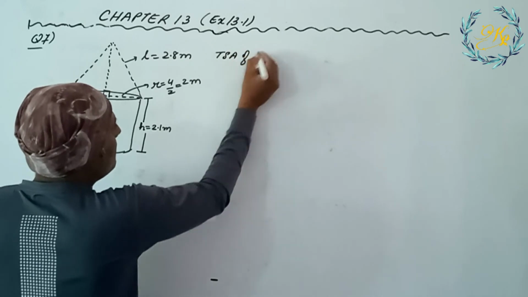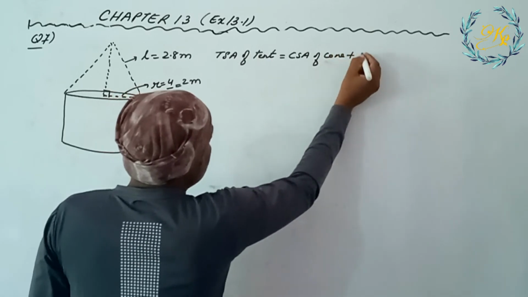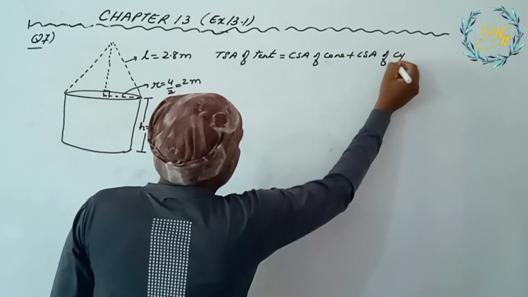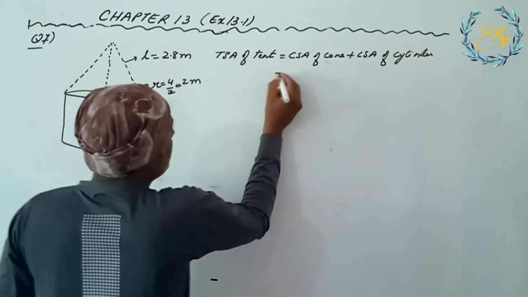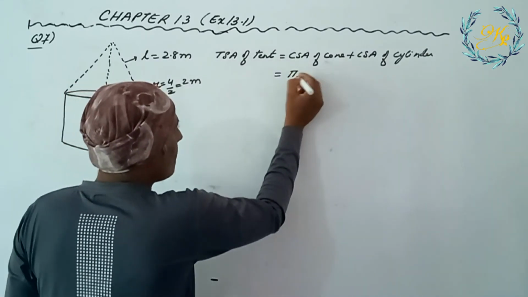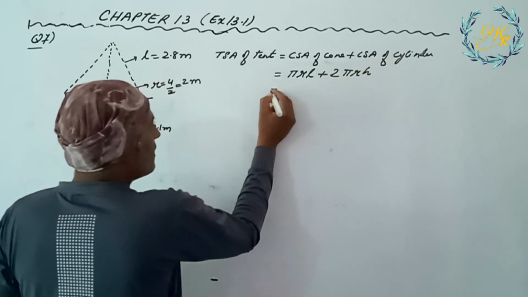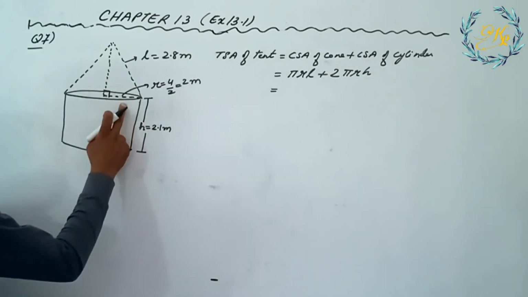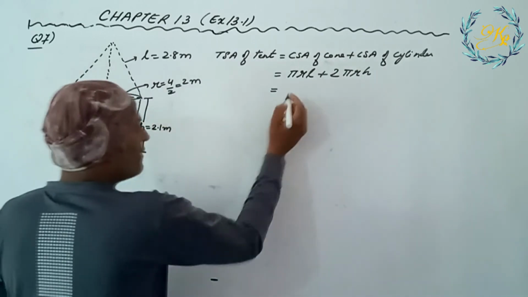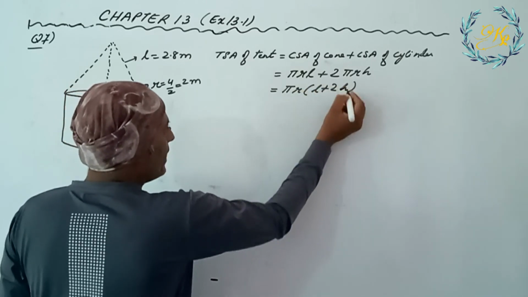Total surface area of tent is equal to curved surface area of cone plus curved surface area of cylinder. Now, writing the values of curved surface area of the cone, the formula for curved surface area of the cone is pi r L, and the value for curved surface area of cylinder is 2 pi r h. Now, out of these you see the value of radius is common for both the figures. It means we can take pi common from both these and r common. We are left with L plus 2 into h.